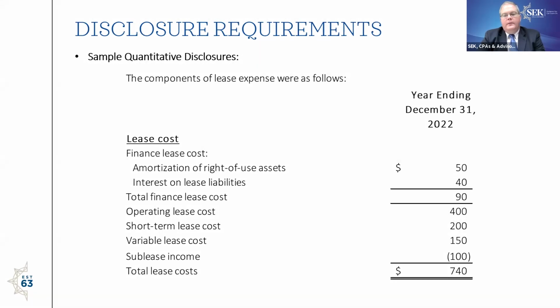So here's some examples, and I don't want you to pay a lot of attention to the numbers. These are just numbers I threw in there. But I want you to at least get a feel for the requirements under the standard for the lease components that are required to be disclosed.